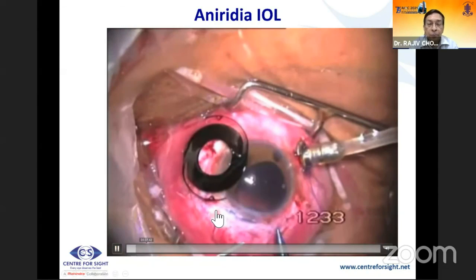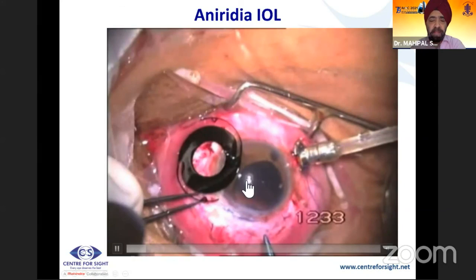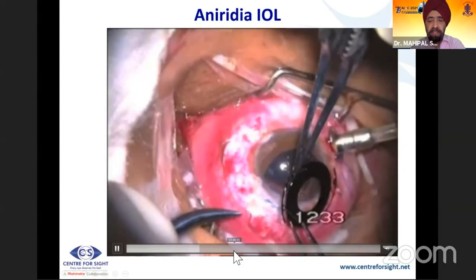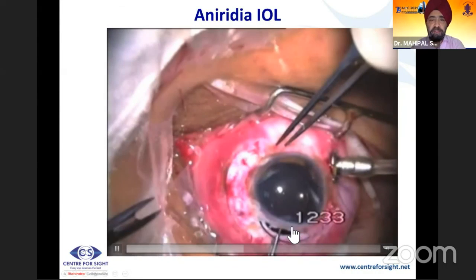So this is the scleral fixation of the aniridic lens, where you can see this is an eyelet, and you can go ahead and put these aniridic lenses into the eye, but you need a large incision of at least 10 millimeters for the lens to be put home.